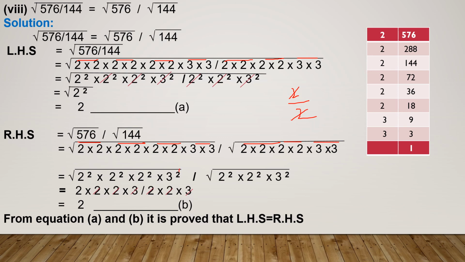All the squares will be cancelled out with the square root. Remaining are 2 multiplied by 2 multiplied by 2 multiplied by 3, sign of division, 2 multiplied by 2 multiplied by 3. These squares will also be cancelled out with their square root. In the next step you will cancel out this 2 with this 2, this 2 with this 2, and this 3 with this 3. Now what is the remaining term? 2. This is your equation B. See equation A and equation B. Are they equal? Yes, both are equal. From equation A and B it is proved that left hand side is equal to right hand side.